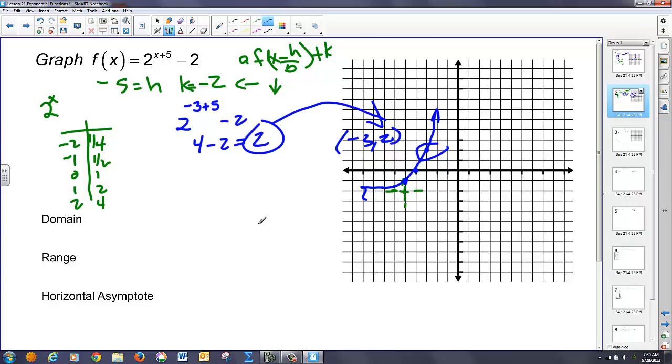Now let's look at the domain and range. Again, this seems to move all the way to the left, and it keeps going to the right, so this will be all reals again.